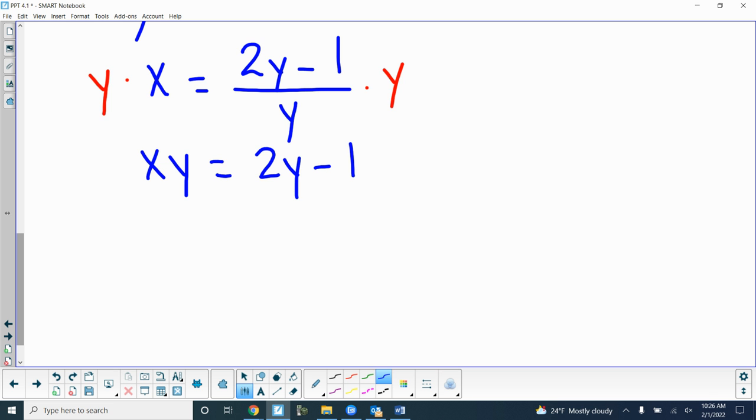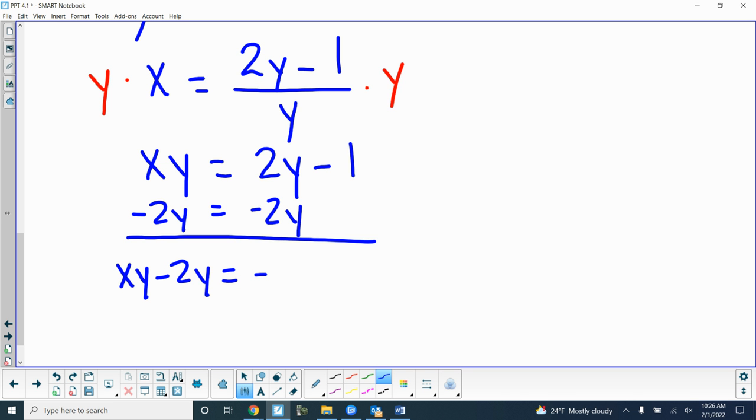Now I've got a y on each side, so what should I do first? Combine them, right? Get them on one side. So how do I move the 2y over? Subtract it, right? We're not just getting rid of the 2, we're getting rid of the 2y, the whole thing. So we're subtracting it, right? Are these like terms? Not really, because I don't know what x is, right? So I just write xy minus 2y equals negative 1.